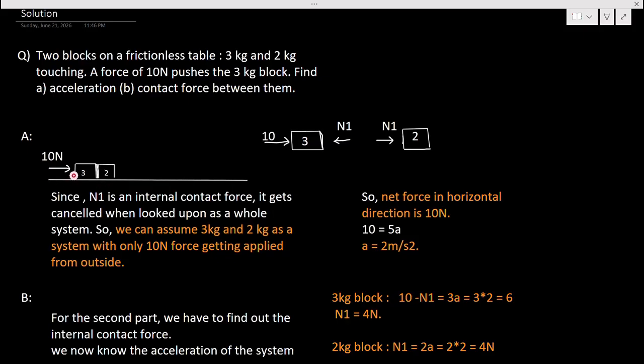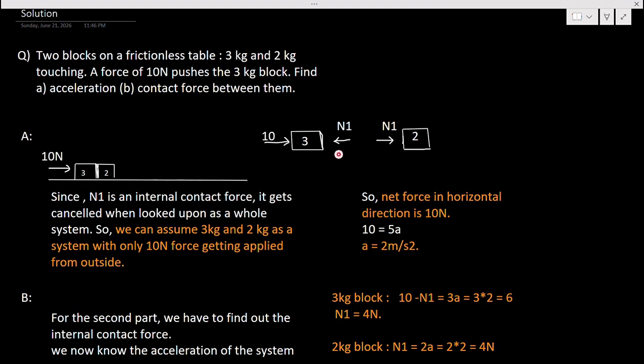So if you think about it, the 3 kg block is being pushed by a 10 Newton force, and then there is a 2 kg block. So if the 3 kg block moves, what will happen to the 2 kg block? It cannot stay at rest, right? If the 3 kg block is moving, then the 2 kg block also has to move, right? So hold that thought. Now we'll first create the FBD.